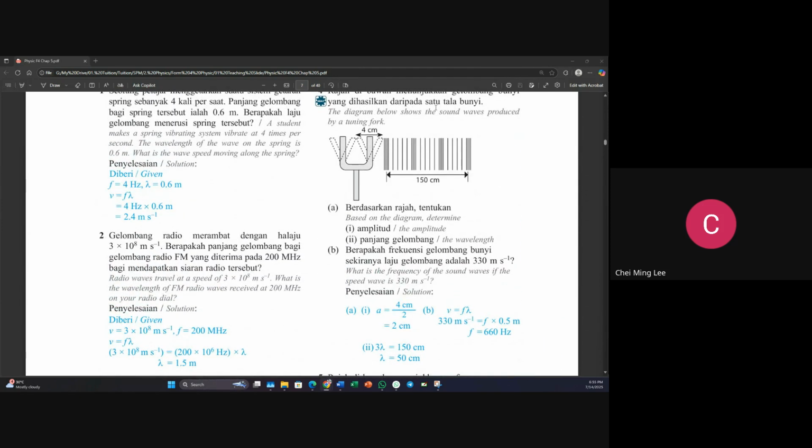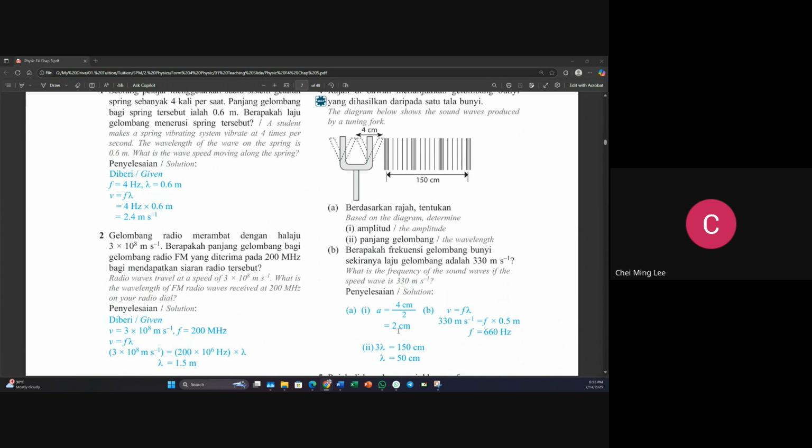Now, for number 4, the diagram below shows the sound produced by a tuning fork. The distance is 4 cm, and the whole thing is 150 cm. It wants you to get the amplitude. The amplitude should be 4 cm, but we know there's a positive and negative part, correct? So you need to divide by 2. So you get 2 cm.